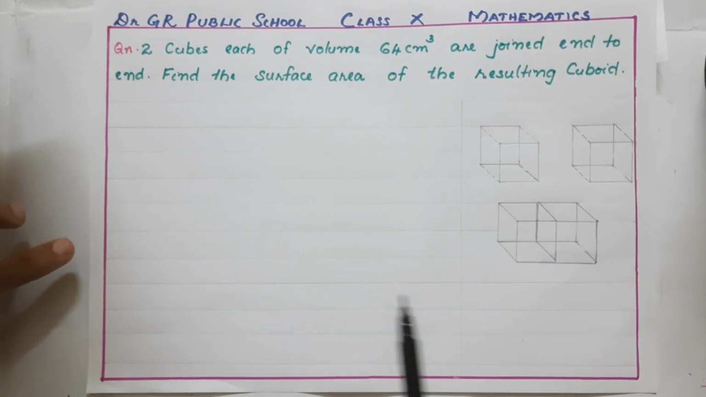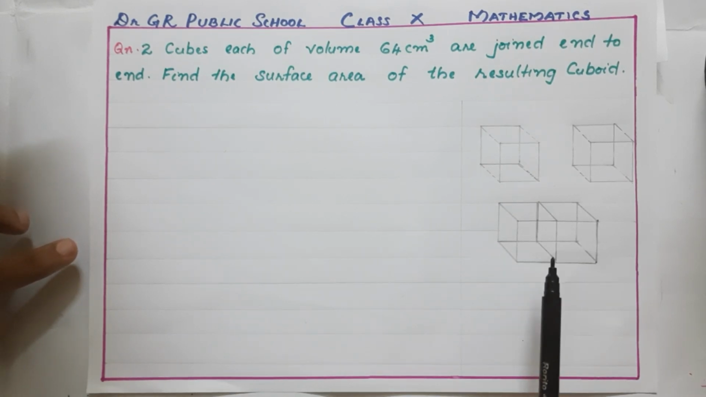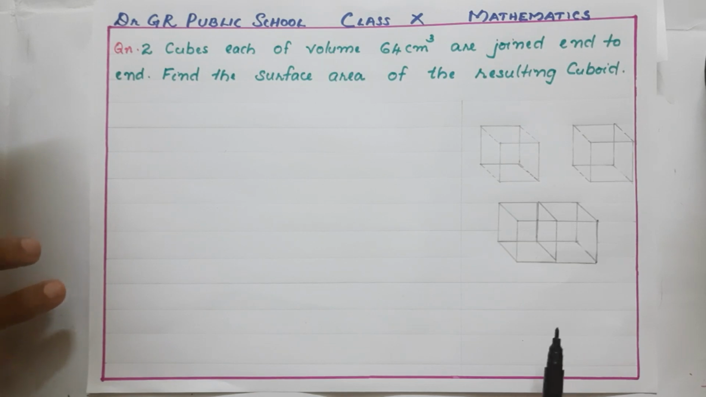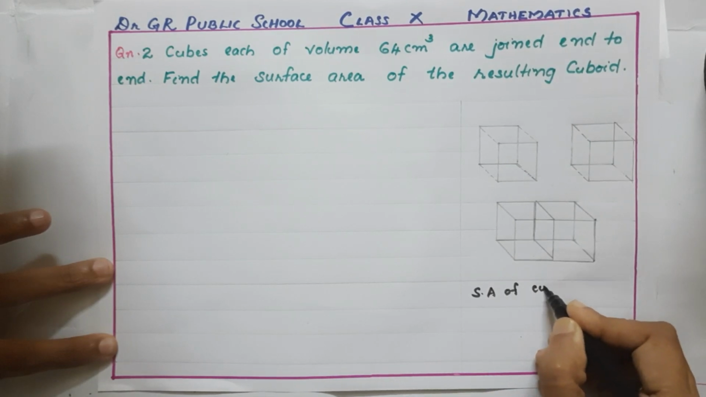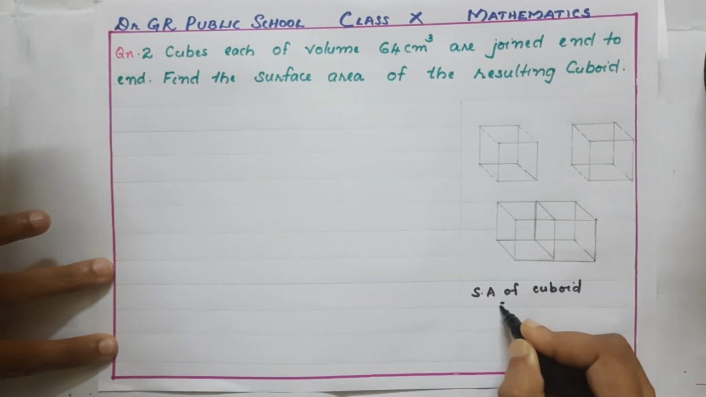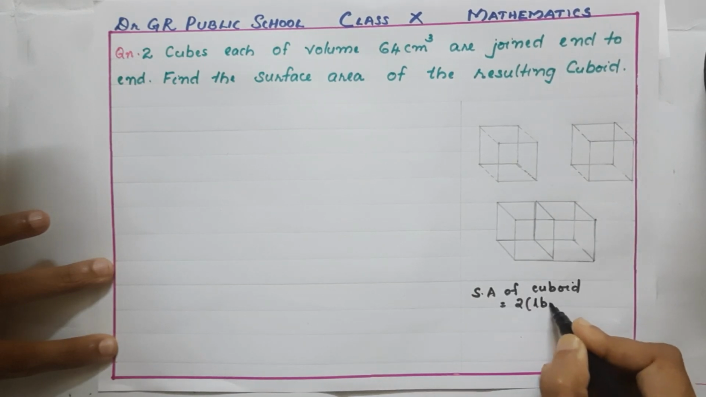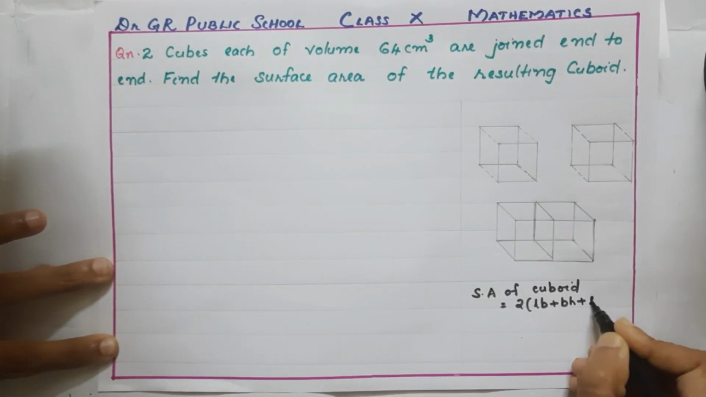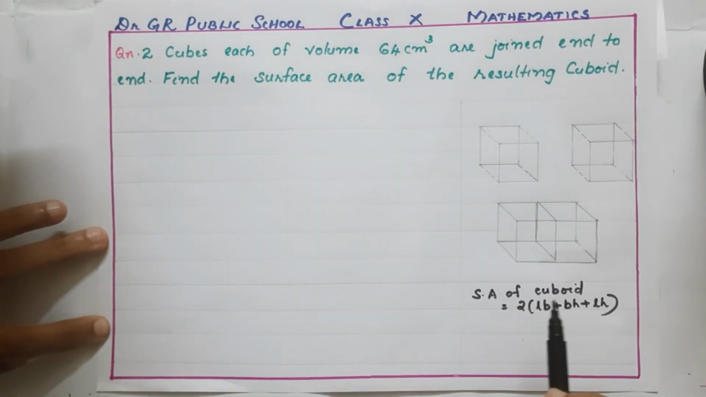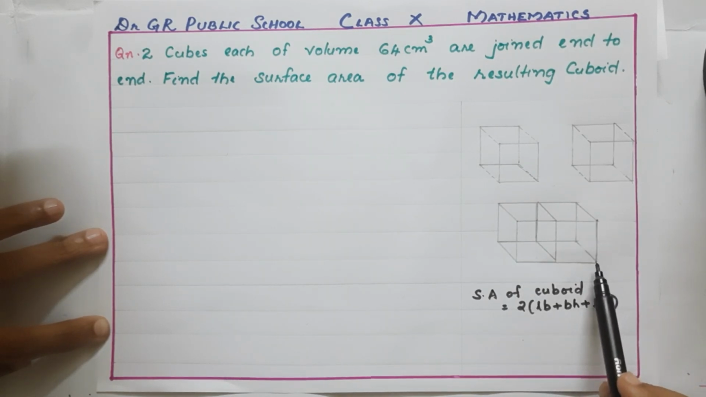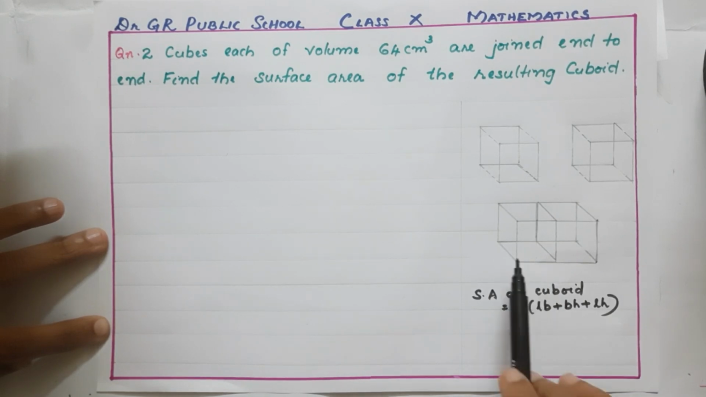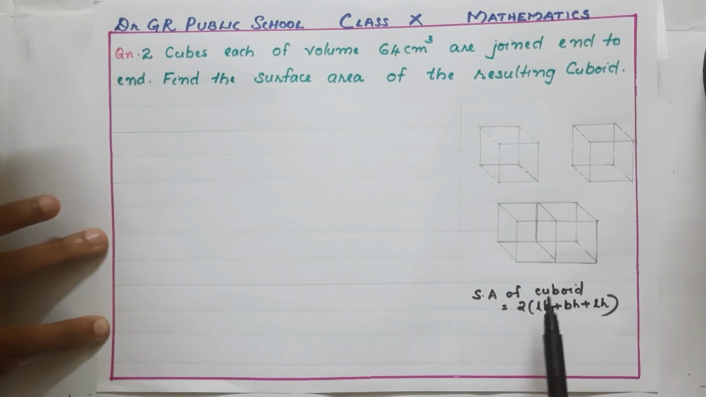So here, to find out the surface area of the cuboid, you know the formula. What is the surface area of a cuboid formula? It is 2 into (LB plus BH plus LH). So we need the length, breadth and height of this cuboid. We need all the three dimensions of this cuboid.